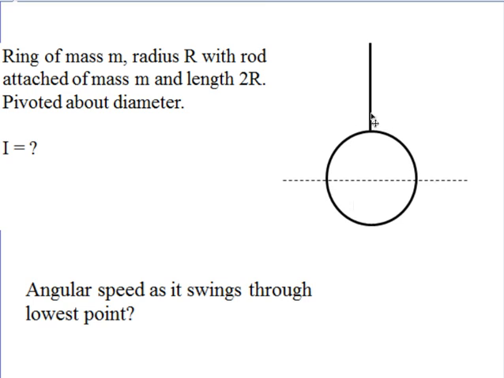And there's nothing cheap about this. You've got to do a parallel axis theorem. You do a rod, which I do remember. That's 1/12 m times the length of the rod squared, and the length of the rod is 2r.